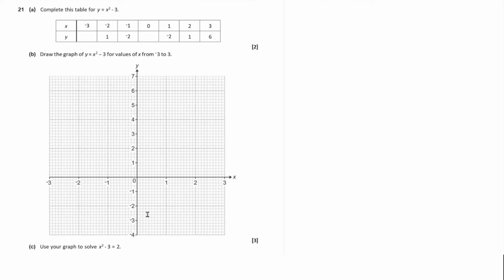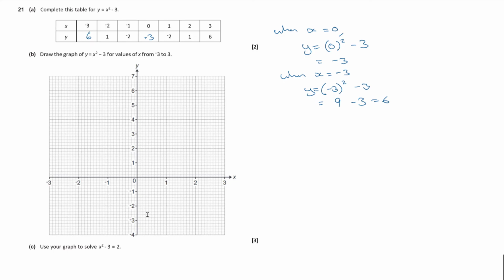Question 21a, complete this table for y equals x squared minus 3. Okay, so we've got to find two values for y when x is 0, when x is minus 3. So when x is 0, then y is going to be 0 squared minus 3, isn't it? And that's equal to minus 3. So that goes in the table there. When x is minus 3, then y is going to be equal to negative 3 squared minus 3. Now, negative 3 squared, negative times negative is positive, so that's going to be 9 subtract 3, which is going to give me the answer of 6. So that one there is going to be a 6.